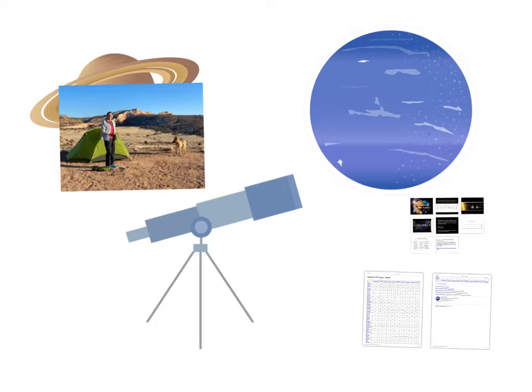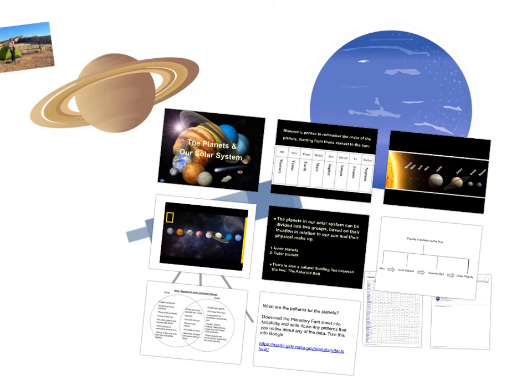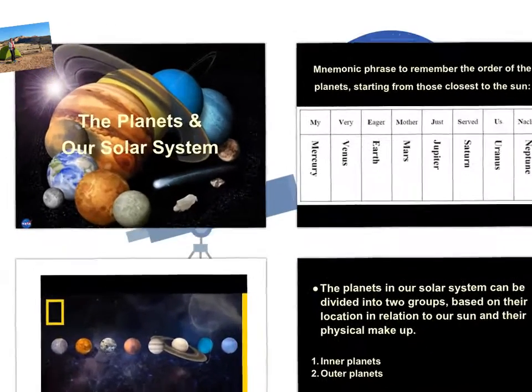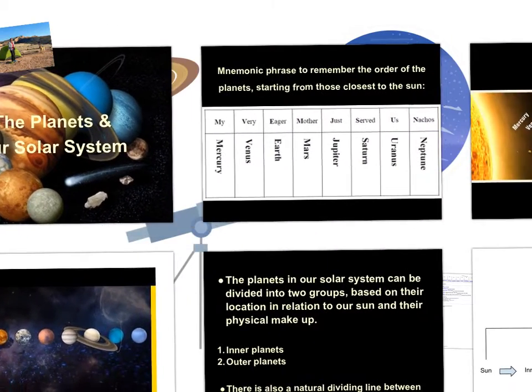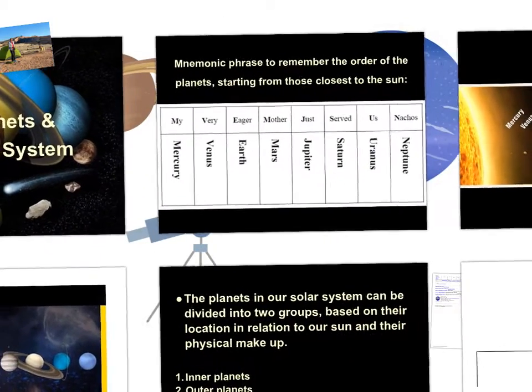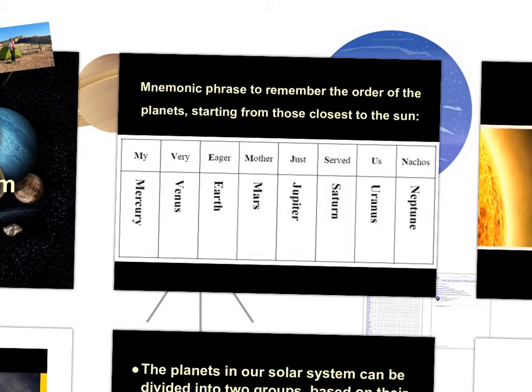So, you guys have a PowerPoint slide, and you're only having to do 1 through 8. So I'm going to go over some of the information from the slide that hopefully you can get a better understanding of. There is a mnemonic that you guys might have learned when you were in elementary school, and this is to remember the order of the planets, starting from the one closest to the sun.